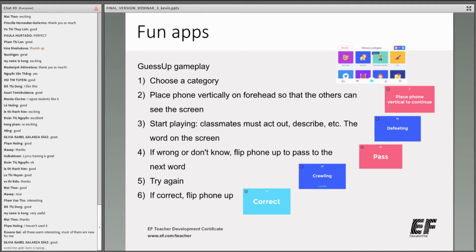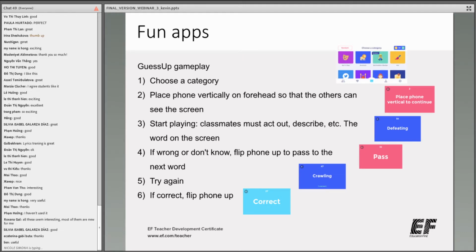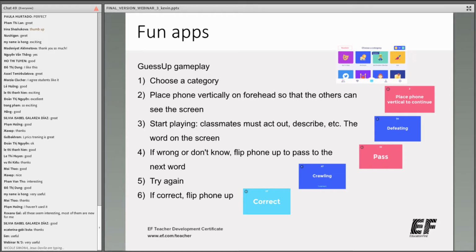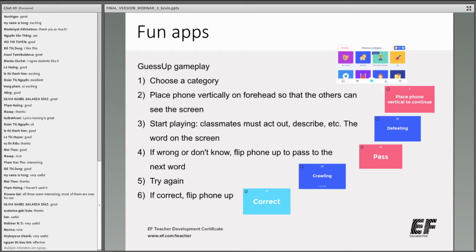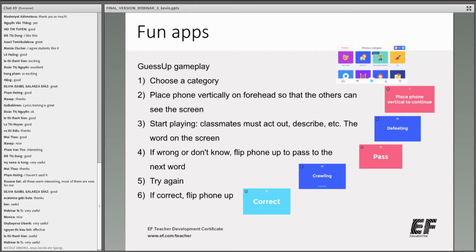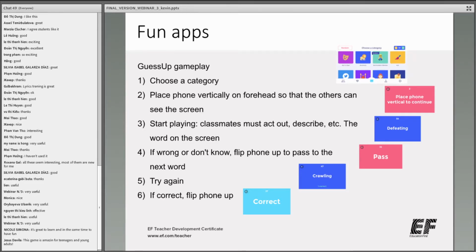So when it comes to this Guess Up application, the students follow this sequence of steps. They choose a category, they place the phone vertically on their forehead so that others can see the screen, and they start playing. The classmates must act out, must describe the word on the screen. If it's wrong or if they don't know it, they flip the phone up and they go to the next word. So this is how to skip to the next word. If correct, there's another action.